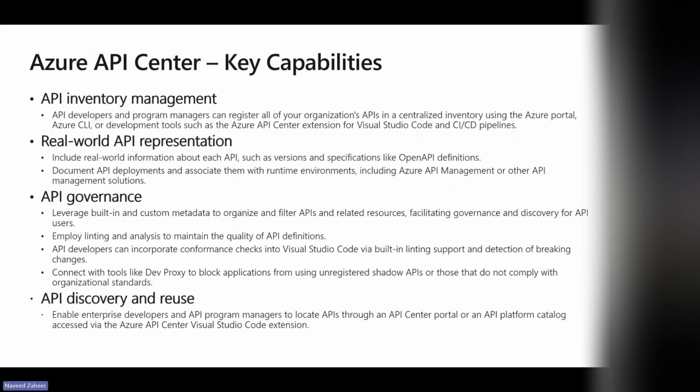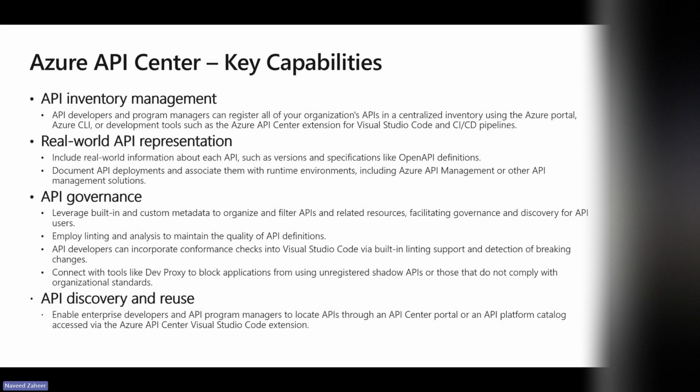As I said, you can do API inventory management, and this feature is related to API inventory management, which we're going to be talking about. Then you have the real-world API representation. What is meant by that is how the API is, what the API definition is. Maybe it's a Swagger file, or maybe it's an OpenAPI specification. So any sorts of these things.